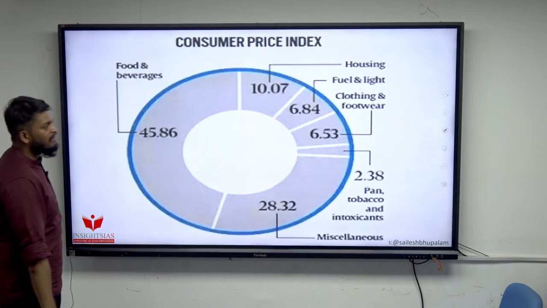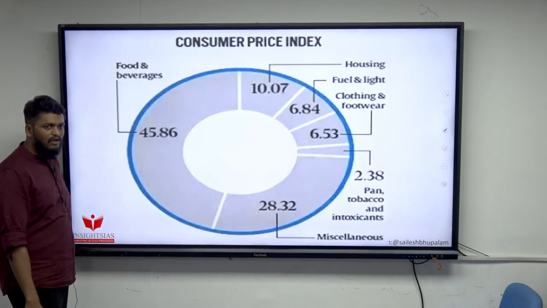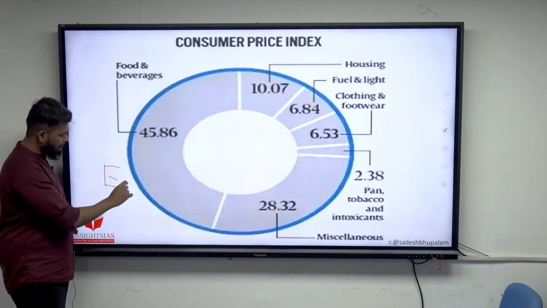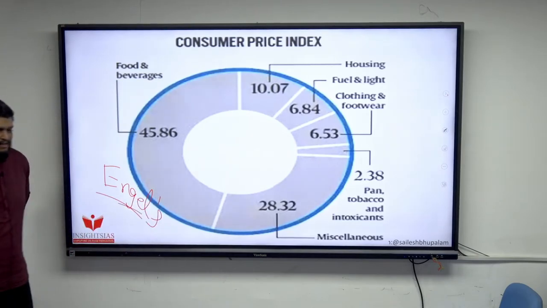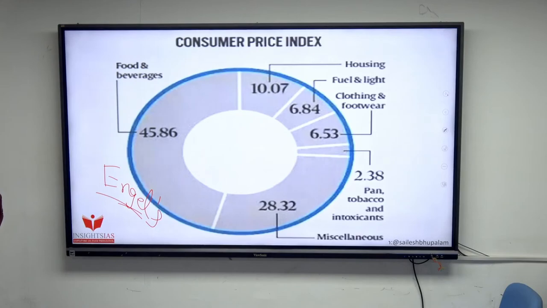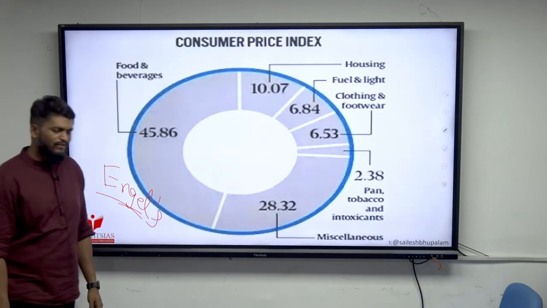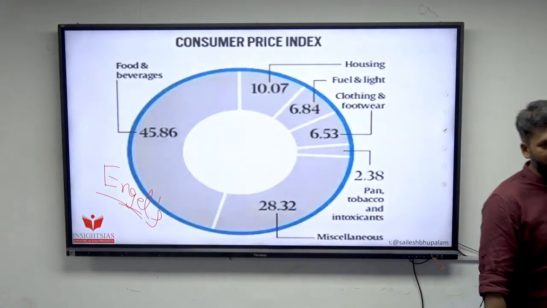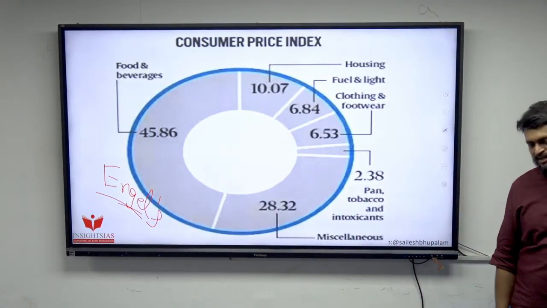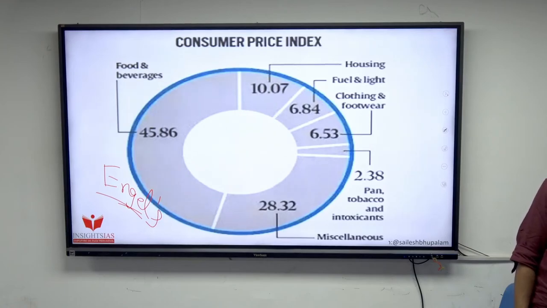There is a law in economics called Engel's law. Engel's law says that as the incomes of people rise, the proportion of income spent on food keeps reducing.